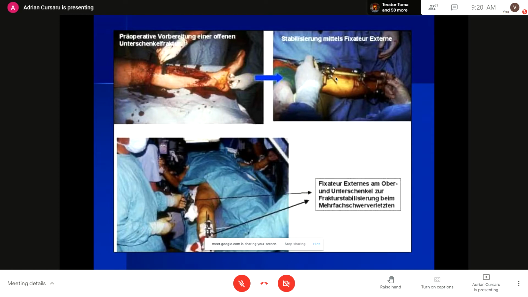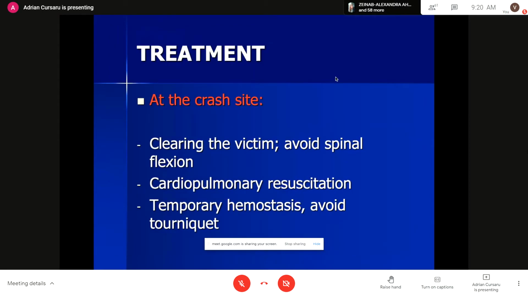Otherwise, if you do not do that correctly, you will have a length discrepancy of the segment, and you will have a problem with your grafts, vessel grafts. It is very important to remake the bone continuity.